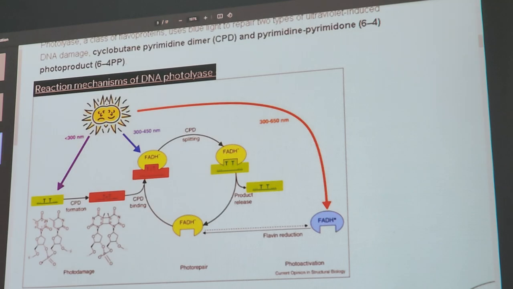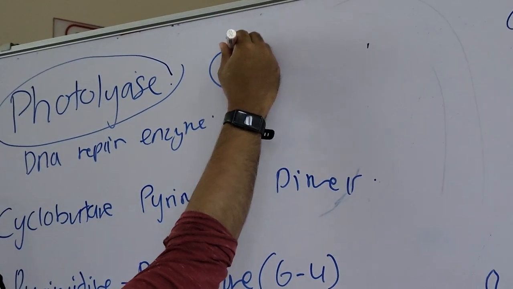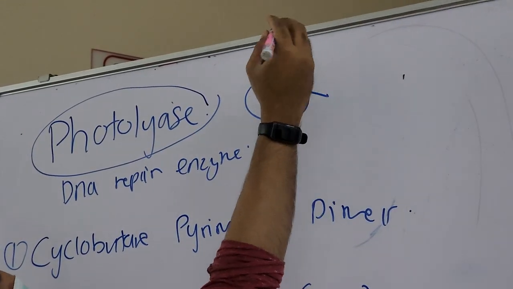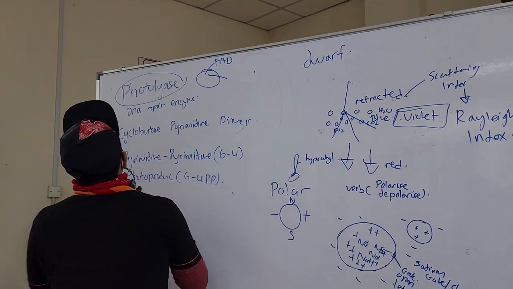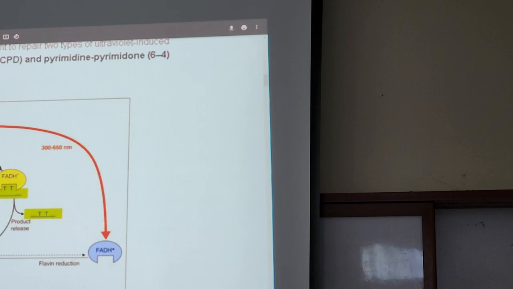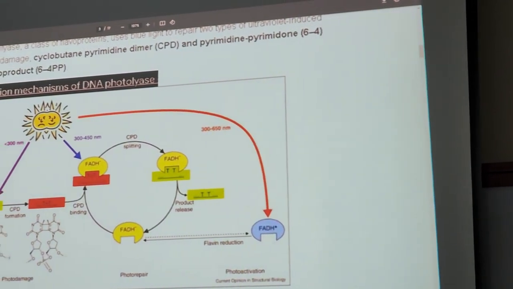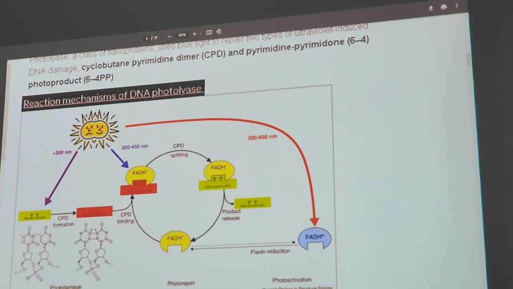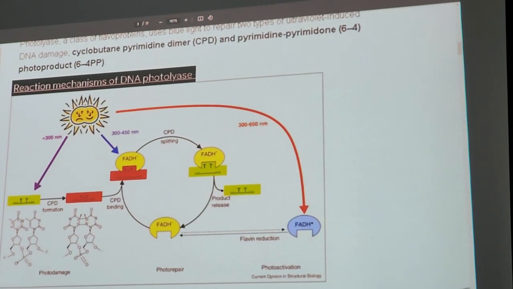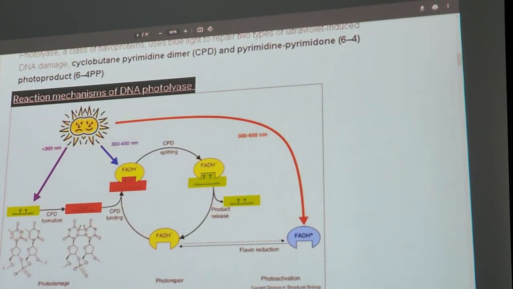This photolyase has a structure, and one of the things that's attached to it is FAD. Alright. So this photolyase will attach to this CPD, which is one of the products of photo damage, and it will neutralize it. When it neutralizes it, it will become thymine again. So it's a cycle. And what happens to the FAD?